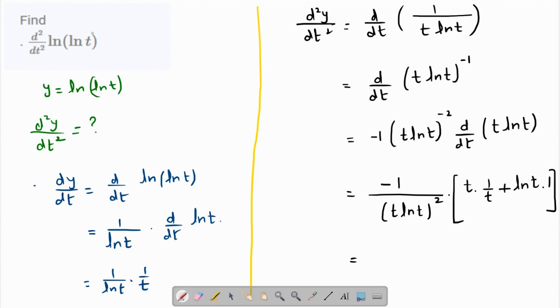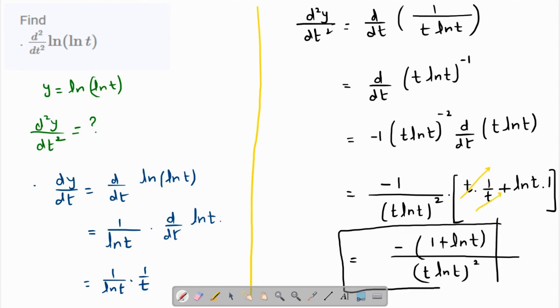So this t and t just cancel, and what we are left with is a minus sign. This minus remains as it is, and in the parentheses, we have 1 plus natural log of t, over (t ln t) whole squared. So this is the final answer. Thank you.